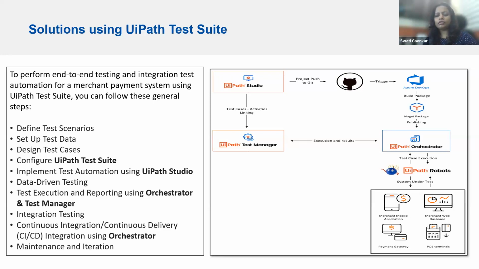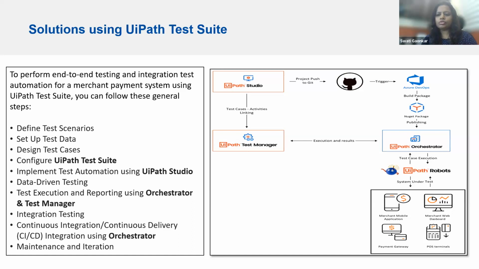Then we need to design the proper test cases related to this particular system. Then configure UiPath Test Suite. That is the next step. Then implement this test automation by using UiPath Studio. And we need to do this particular test script creation, or how our test cases work. And if you want to create a framework, you need to create a framework on UiPath Studio. So all these things you need to do by using UiPath.